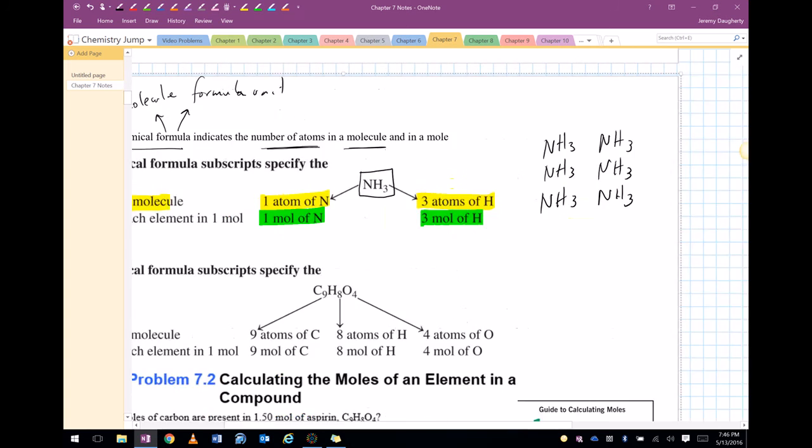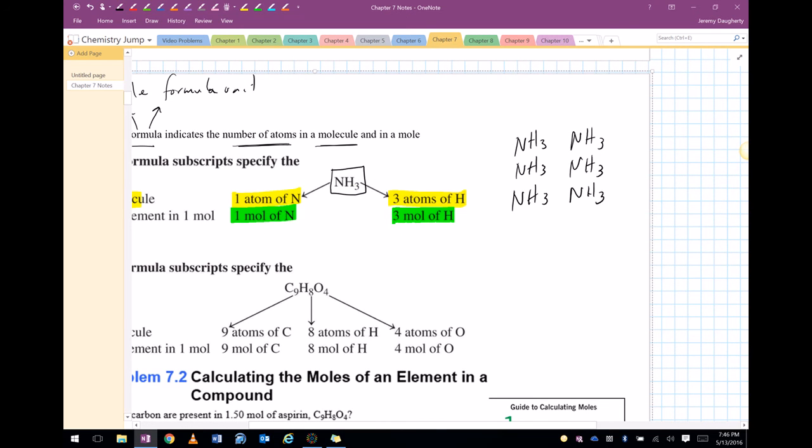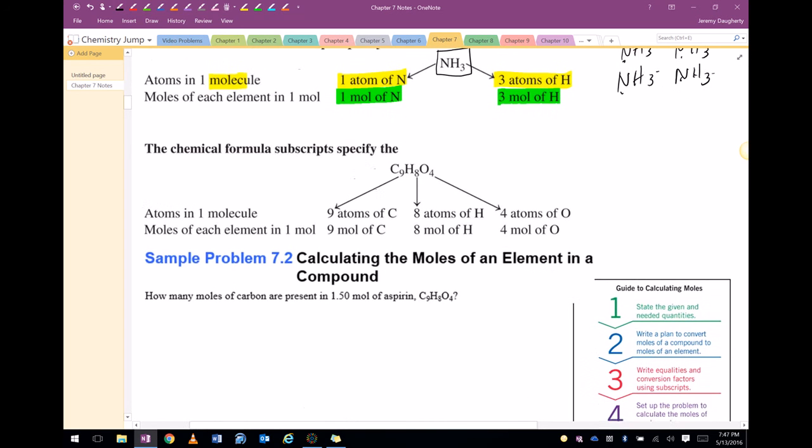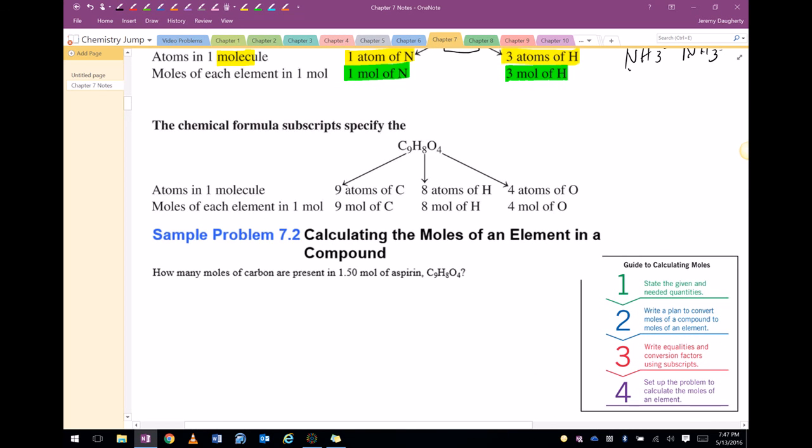Let's just go on. So let's say a half dozen. If I have a half dozen NH3s, how many nitrogens do I have? Well, I have a half dozen nitrogens: 1, 2, 3, 4, 5, 6. That's half a dozen. How many hydrogens do I have? I have 3 half dozens of hydrogen. So 1, 2, 3, 4, 5, 6, but then each one is 3, so that gives me 3 half dozens. Sort of looking at the same idea with this chemical formula here.